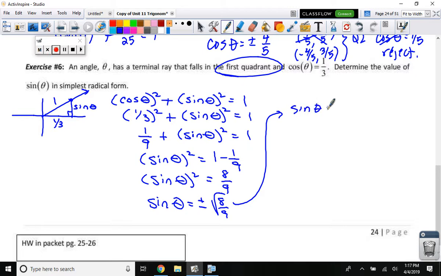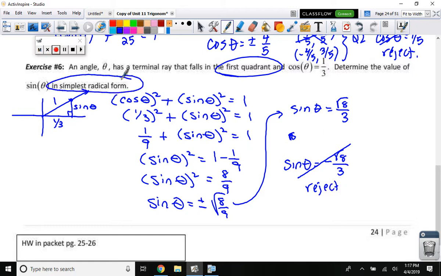So sine of theta is equal to positive radical 8 over 3. It's also equal to negative radical 8 over 3, square root of 9 is 3. Quadrant 1, right? So can y value be negative in quadrant 1? No, that makes no sense. Doesn't make any sense on my picture, reject it. And I'm just going to simplify this. Simplest radical form. So radical 8 is really radical 4 times 2, or radical 8 equals 2 radical 2. So the sine of theta in simplest radical form in quadrant 1 would be 2 radical 2 over 3.